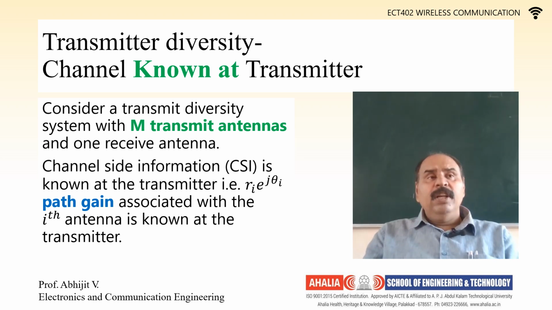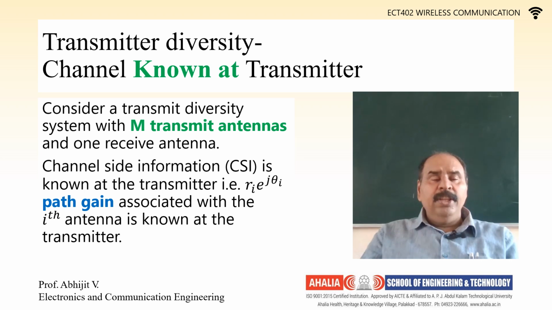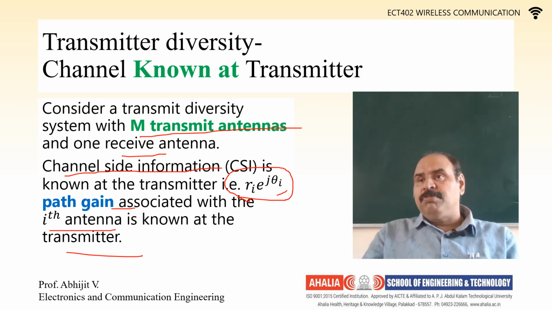So the first case is where the channel information is known to the transmitter. Let us consider a diversity system with M transmit antennas and one receive antenna. The CSI, channel side information, that is R_i e^(jθ_i), the path gain associated with the ith antenna, is known to the transmitter.